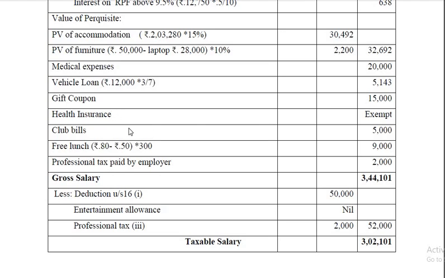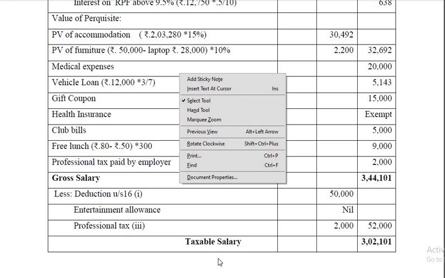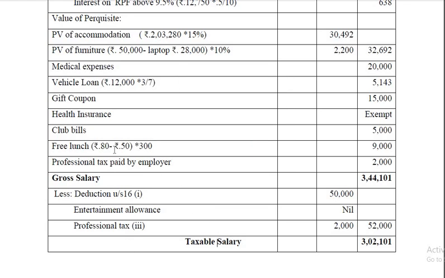Health insurance provided by the employer is exempt. Club bills, yes, it is exempt unless club bills are directly relating to the business of the employer. Free lunch, yes, lunch value up to 50 rupees exempt. Over and above that, it is taxable. 300 days. That comes to 9,000.